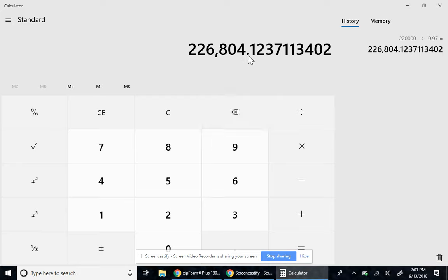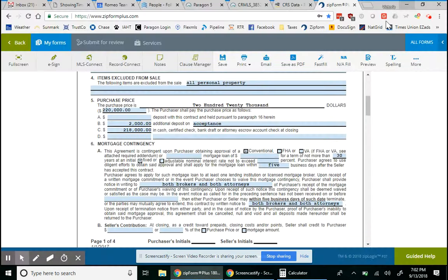That means 226,804 approximately would be the max purchase price that a buyer would be able to do with a 3% seller concession. I always like hard numbers, so it's best to round that. So I would probably round this to 226.5, and write in hard numbers. So I'll show you what that would look like.